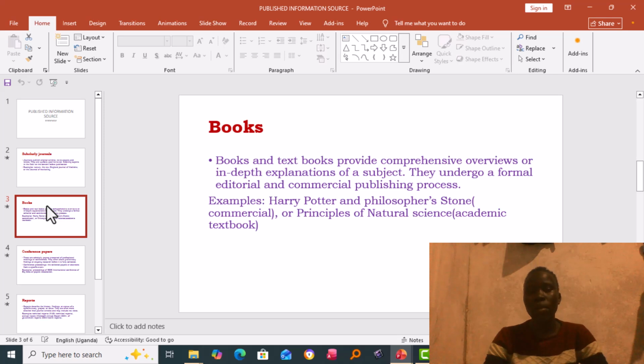The examples of academic textbooks are the ones I have given you, where we have biological science. The biology students know it well. Then we also have the functional approach, and different textbooks like principles of organic chemistry. Those are the books I am talking about. So you can also get your information from such books.